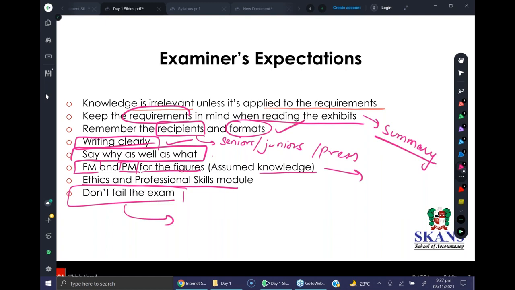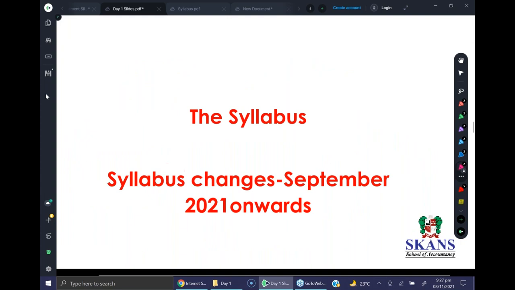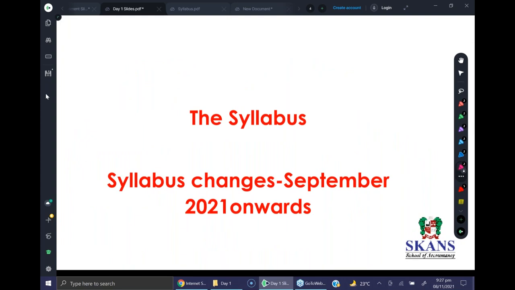Okay, now let's move on and let's talk about the syllabus of SBL. I'll be talking about the current syllabus, and I will also be highlighting the syllabus changes which are applicable from September 2021.